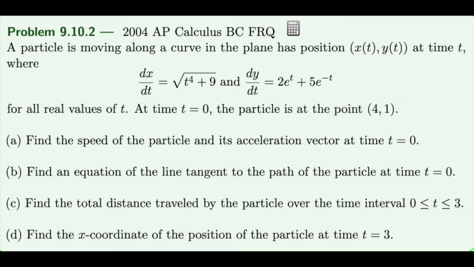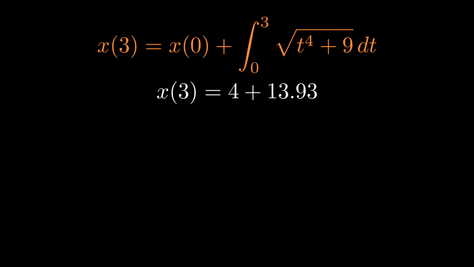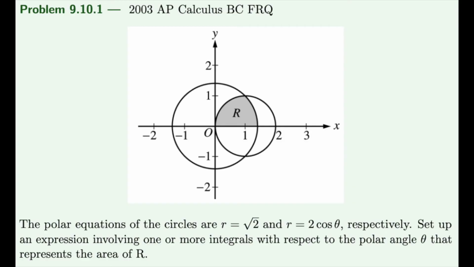Now in part D, we want to find the x-coordinate of the position of the particle at time t equals 3. Well, we know that at time t equals 0, the particle's x position is 4. Now we simply integrate dx over dt, which is the rate of change of the x position, right? And we integrate that from 0 to 3 to find how much the position has changed from time t equals 0 to time t equals 3. And then we add that to x of 0, which is the position at 0. So we can integrate the square root of t to the power 4 plus 9 from 0 to 3 using a calculator, and we can add both of these up to find that the position at time t equals 3 is 17.93.